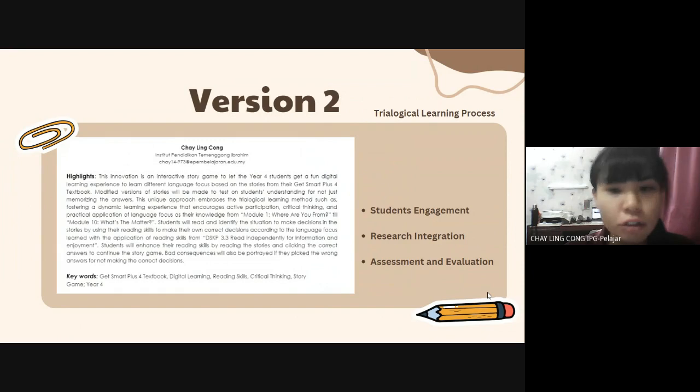And this digital innovation product will also assess their knowledge and their grammar focus through assessment and evaluation, not just focusing on the traditional formative and summative assessment, but also authentic assessment. This unique approach embraces the trilogical learning method, fostering a dynamic learning experience that encourages active participation between the students, and also critical thinking, which is the KPTB element used here, and also practical application of language focus as their knowledge from module 1 to module 10.